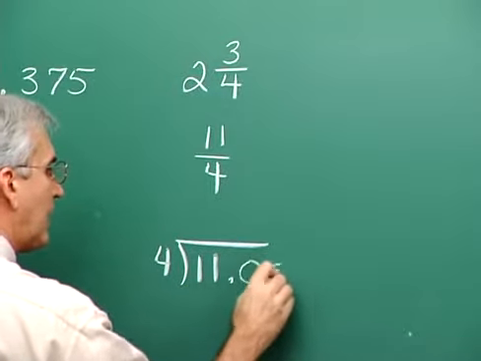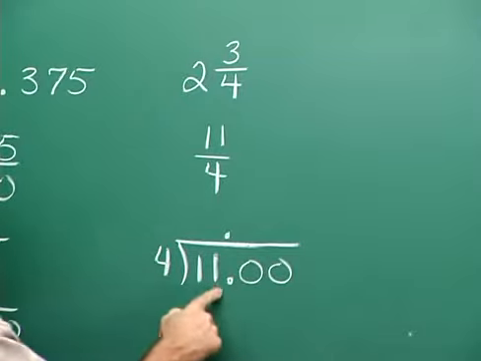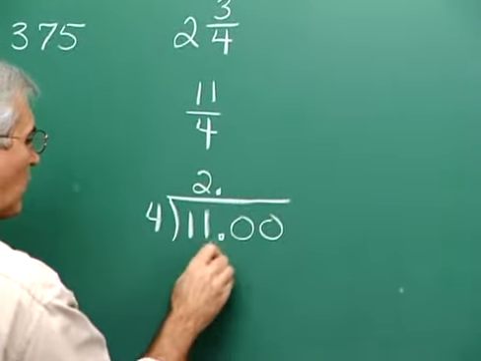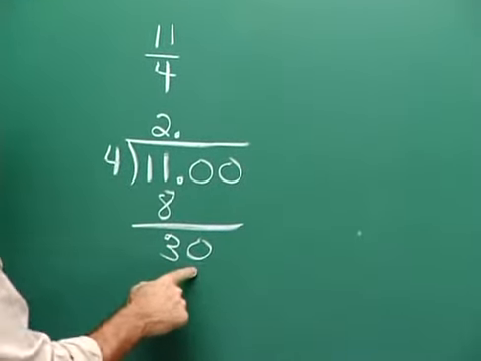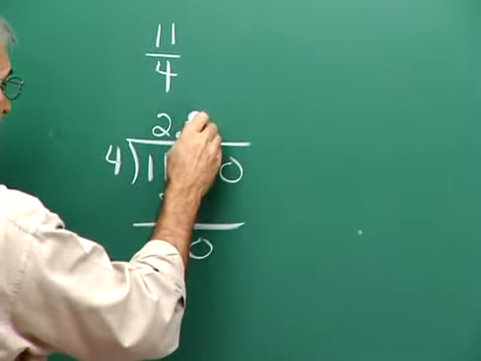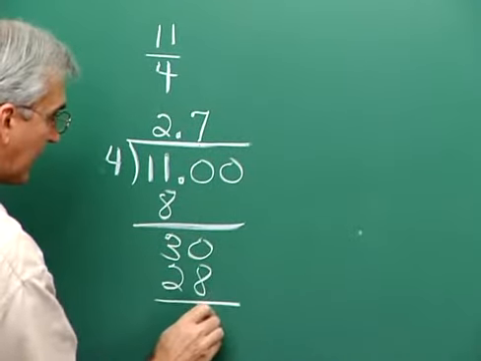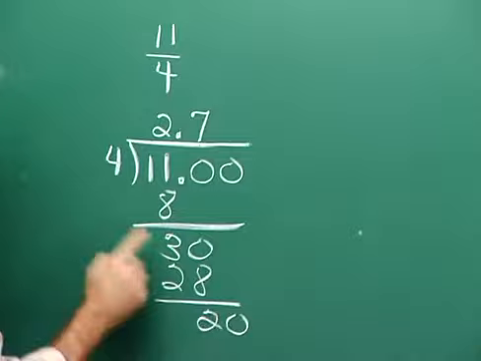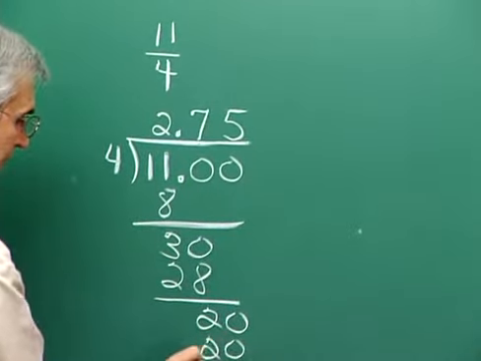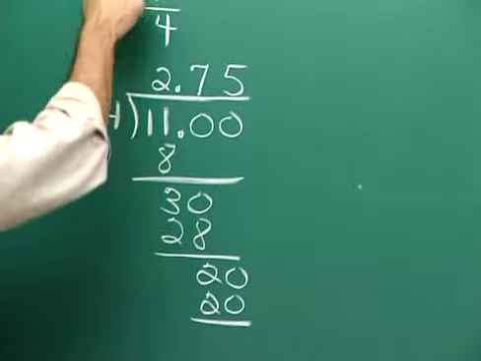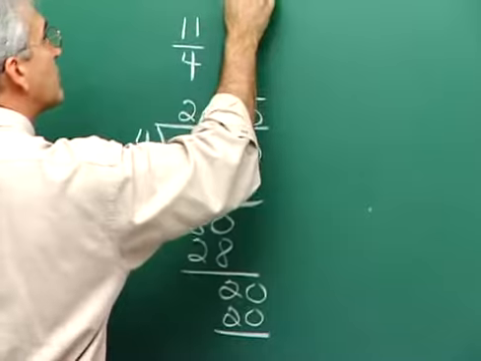Tack on a decimal and a couple of zeros, and away we go. Decimal goes straight up into the answer. 4 into 11 goes 2. 2 times 4, 8. Subtracting, we get 3. Bring down the next digit. 4 into 30 goes 7. 7 times 4, 28. Subtract, I get 2. Bring down the next digit. 4 into 20 goes 5. 5 times 4, 20. Goes evenly, so 2 3/4 is equal to 2.75, or 2 and 75 hundredths.